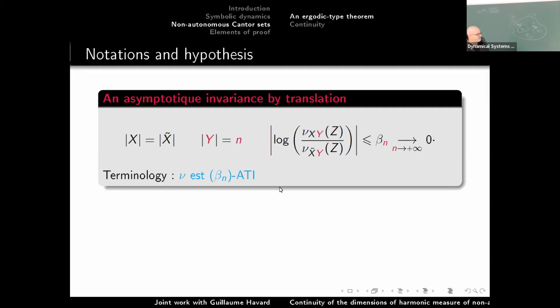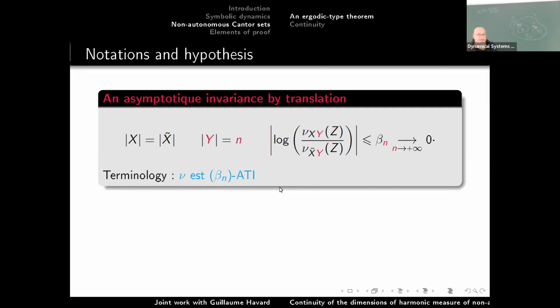Just to fix ideas, take beta n equal to 0, all the time. What we get is what we call a Markov measure. That is, every time it's your father that decides what value you will distribute, but not the grandfather. This is not really a Markov measure, but it's an asymptotic Markov measure.